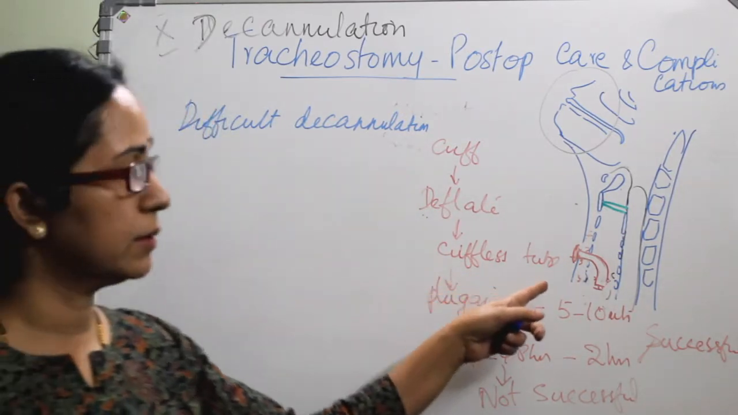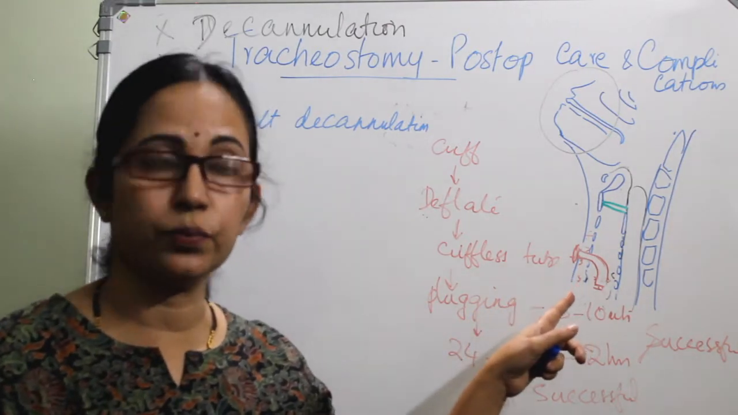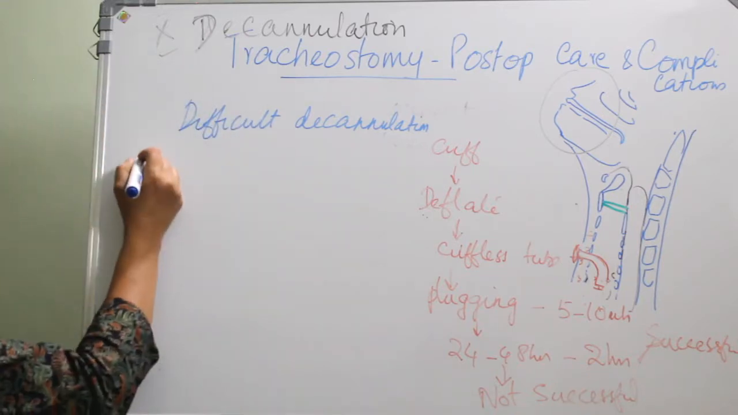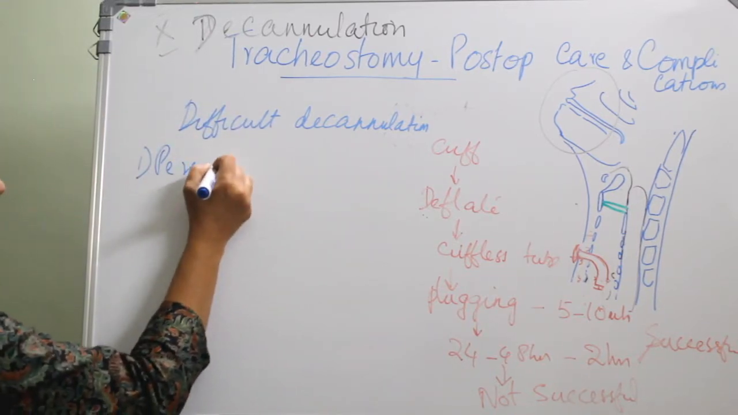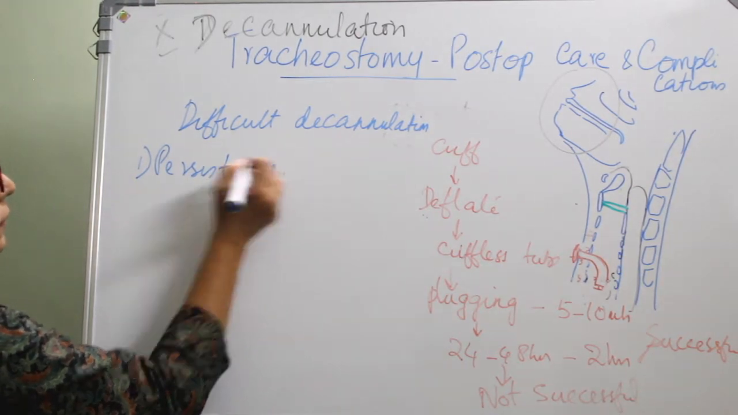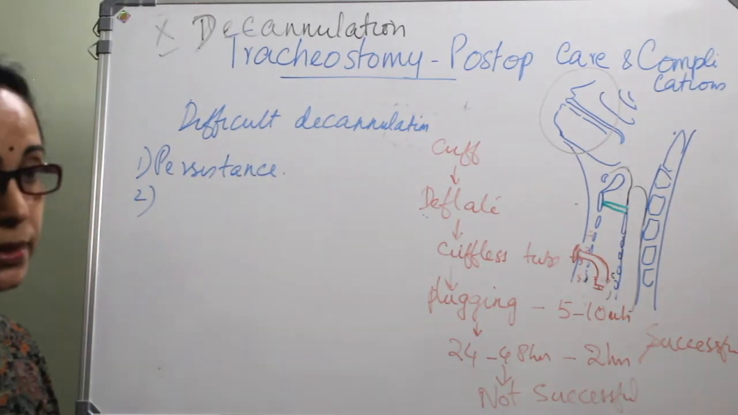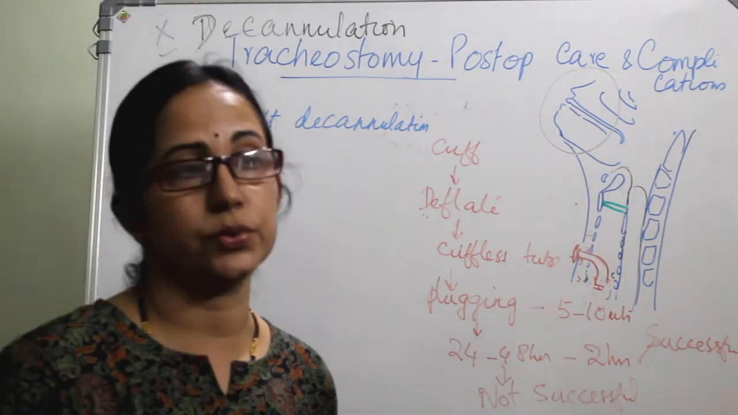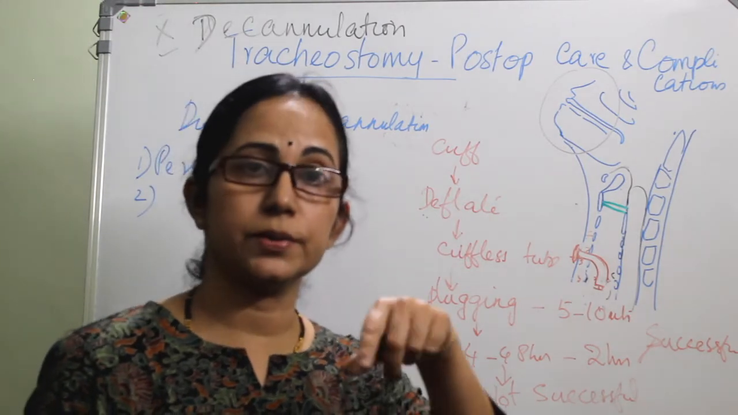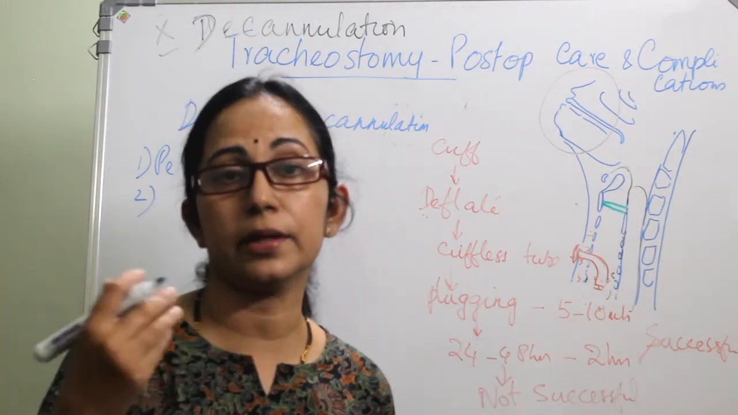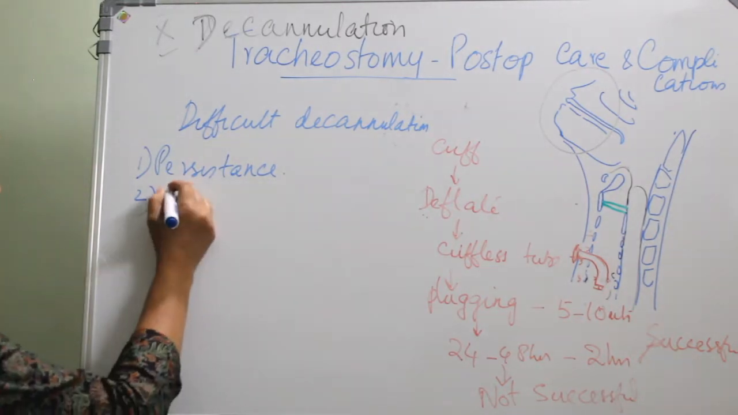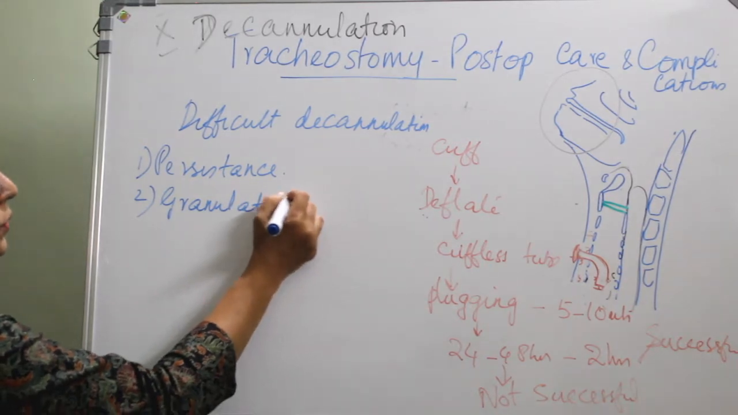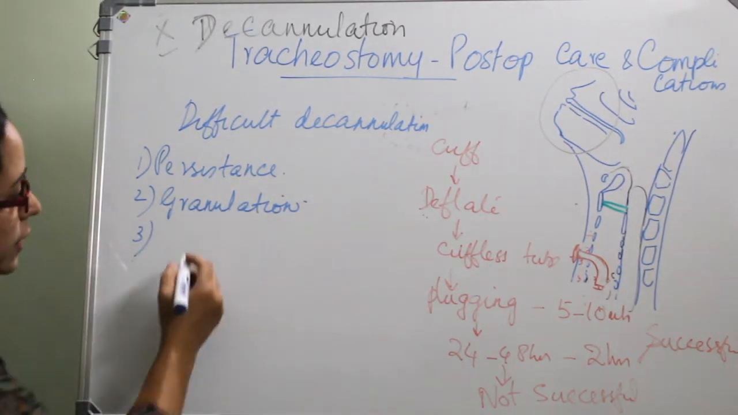So the first is maybe persistence of the cause for which the tracheostomy was done. Okay, that is the first cause. Persistence of the condition for which we have done the tracheostomy. Okay. Then second, what can be? There can be granulation tissue around the tracheostoma. Okay, the tracheostomy tube pressing areas having granulation tissue. So that is the second one. Then you have to go and remove the granulation tissue. The third is tracheal edema.